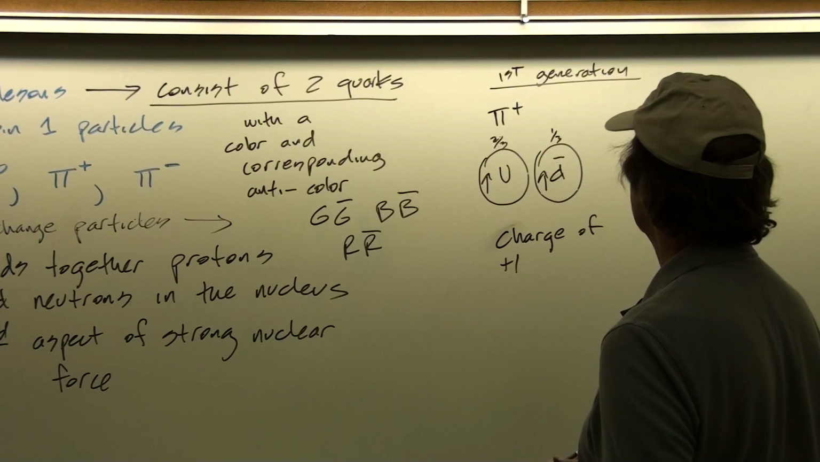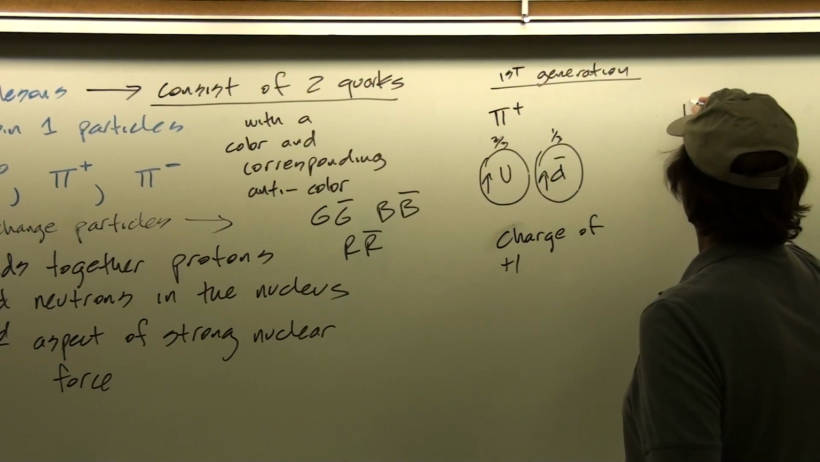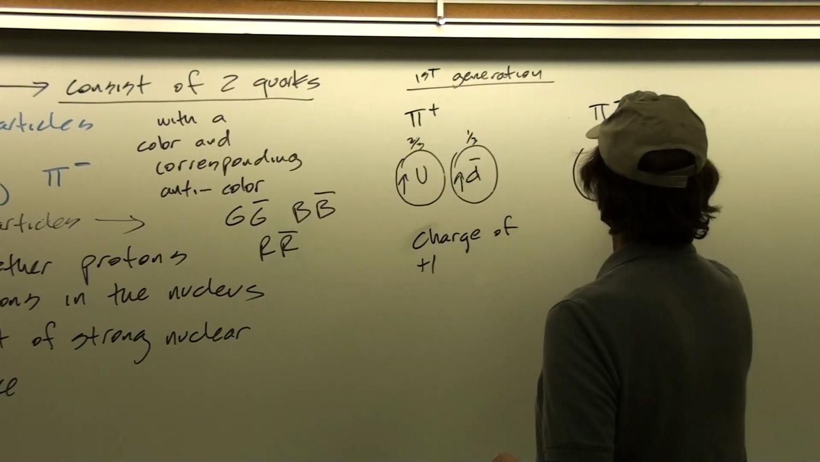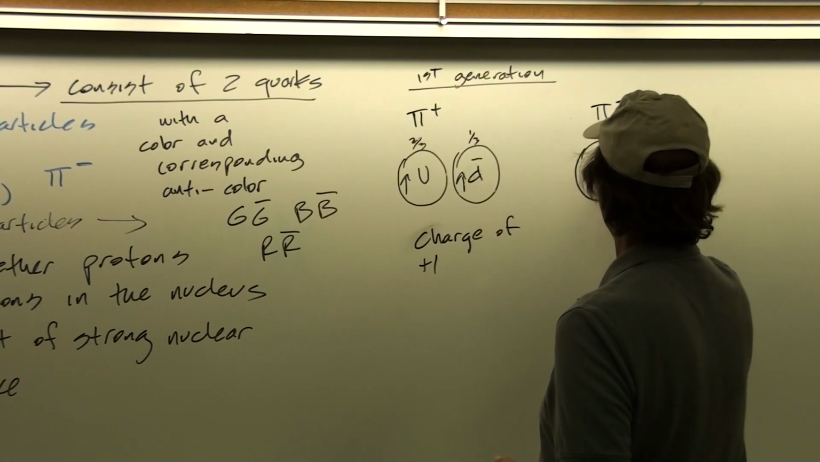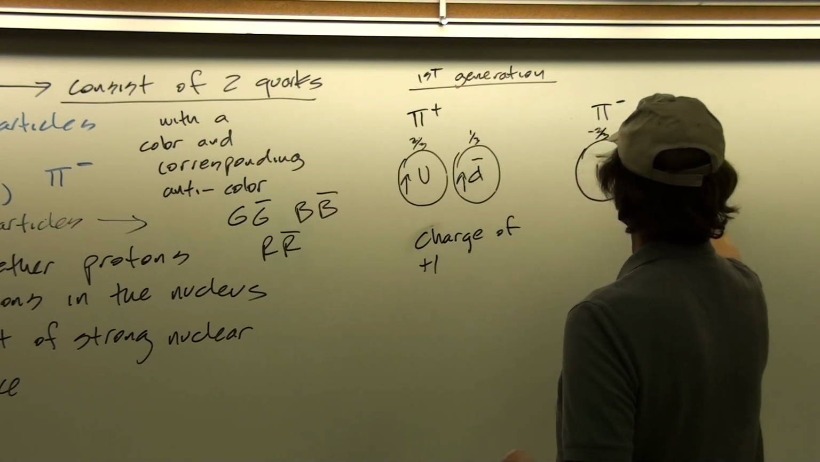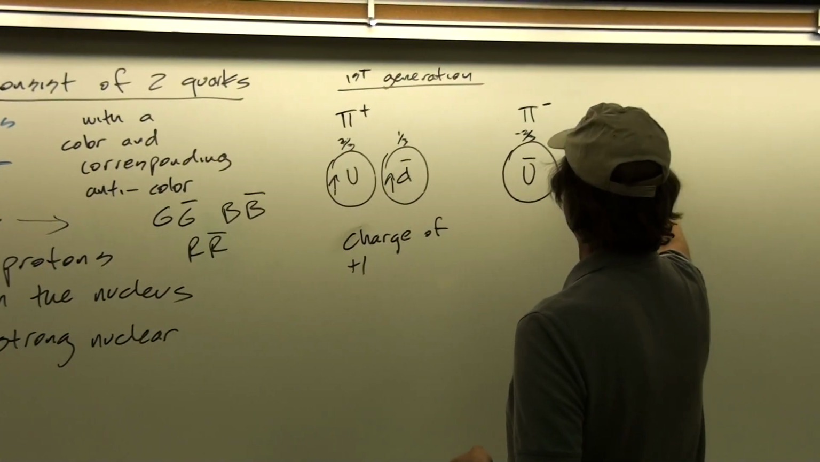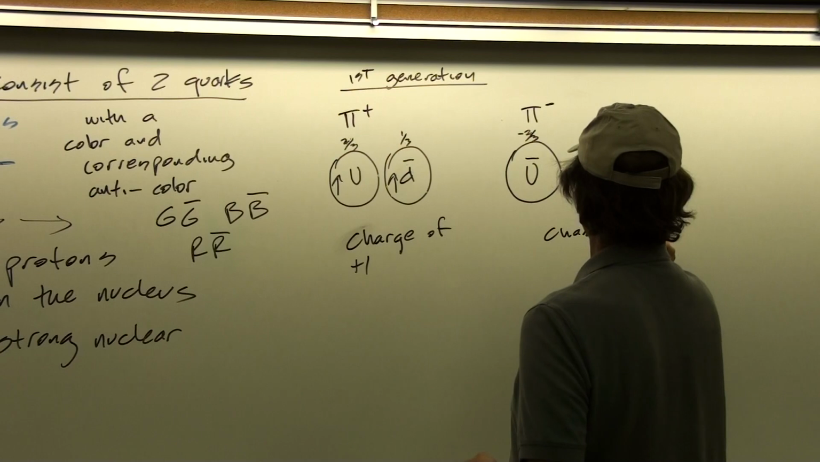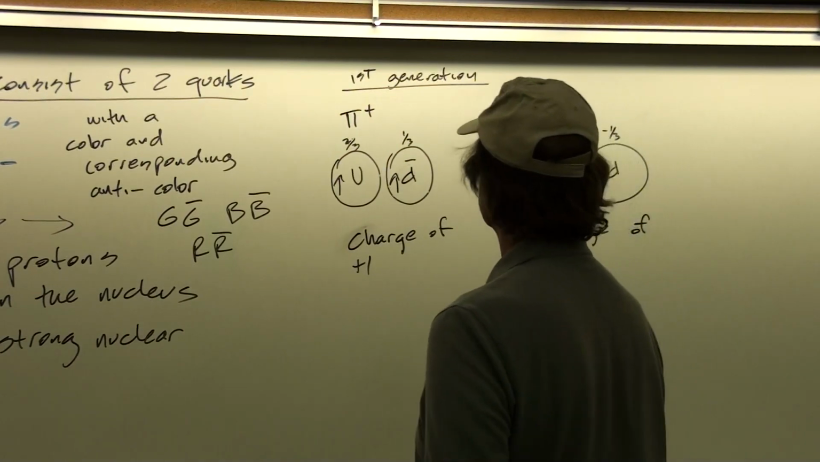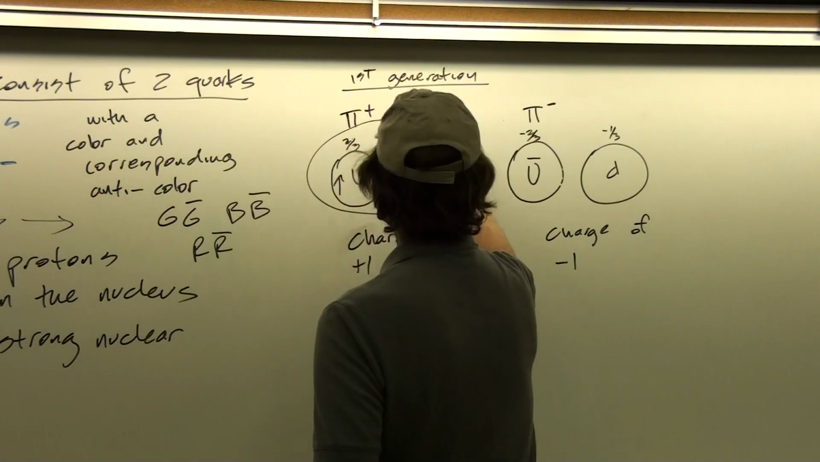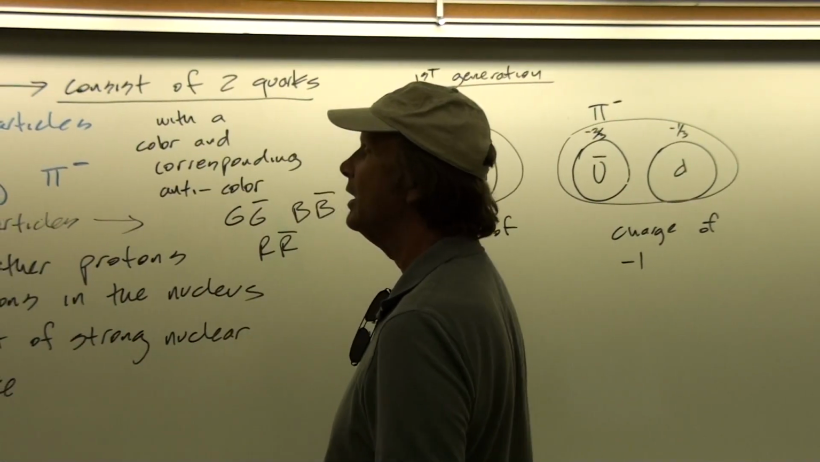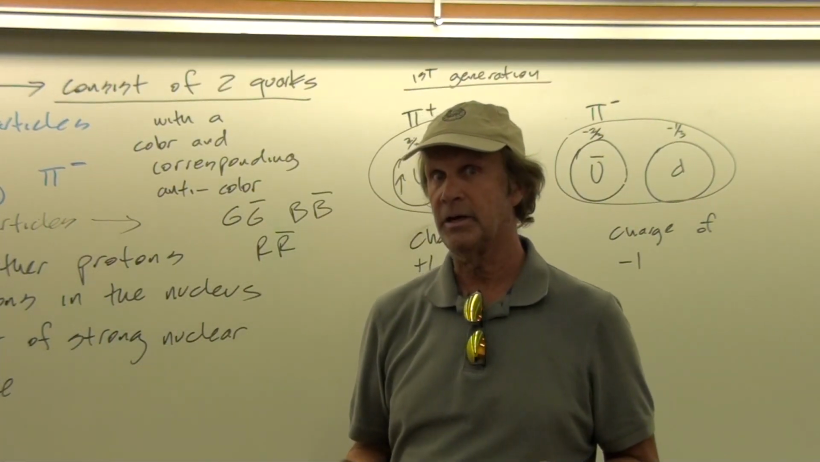Okay, and so we also have a pi minus, so what would that be? Well, we want it to be -1 total charge, and so how about an anti-up, that'd be -2/3, and a down? That'd be -1/3. So then the charge would be -1. Okay, so these particles can exist on their own and are stable. They can also exist as virtual particles as well.